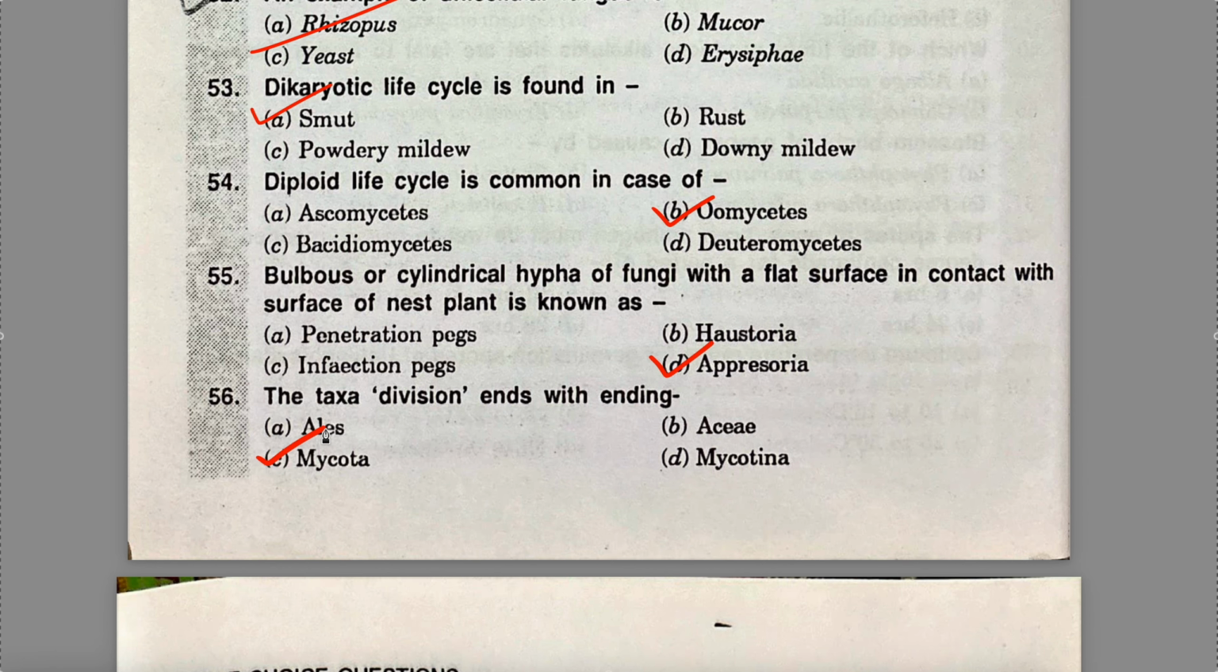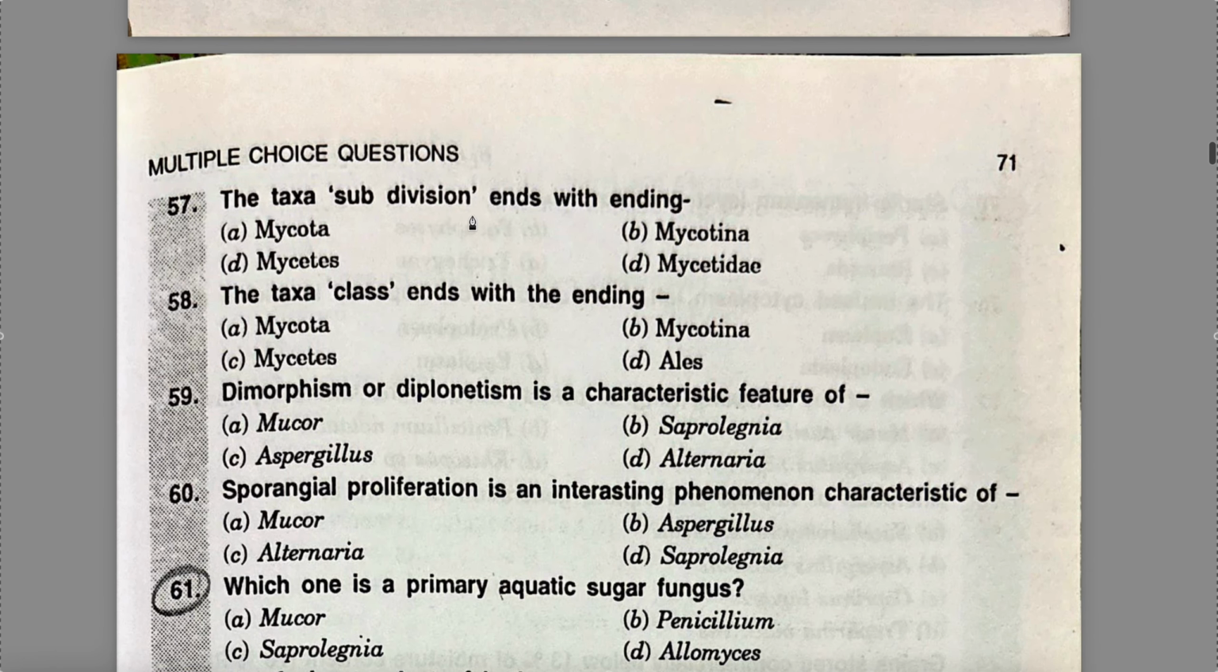56. The taxa division ends with the ending: ales, aceae, mycota or mycotina? It's mycota. Whereas subdivision ends with mycota, mycotina, mycetes or mycetidae? It's mycotina. Same goes for class, which ends with mycetes. Okay, and then what will be this ales? For order, we have the systematic classification, right? So the order names end with ales, like Moniliales, Sphaeropsidales, like that. Okay.